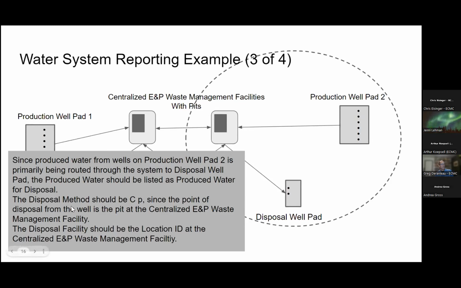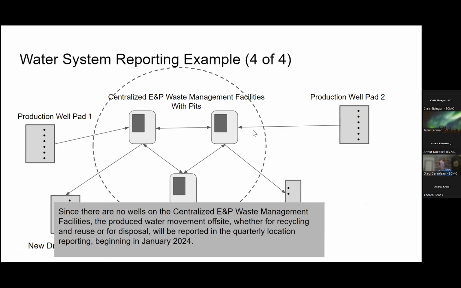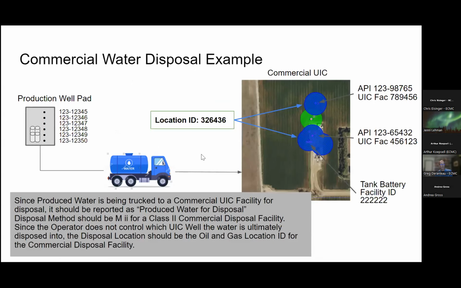And so the disposal method should actually be CP, since the point of disposal is here, and the disposal facility should be the location ID at this centralized E&P waste management facility. And I know that's pretty confusing, and I think it'll take some time to get used to and make sure that operators and agency are on the same page with that reporting. Since there are no wells on those E&P waste management facilities, they'll be reported with the quarterly location reporting, not the well reporting.